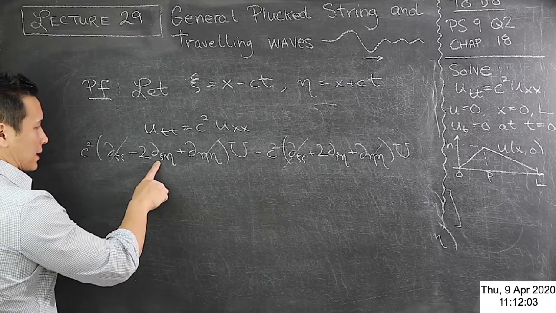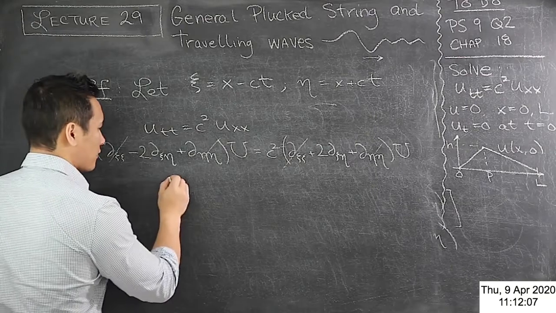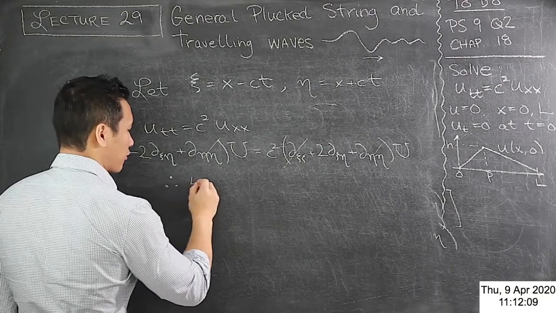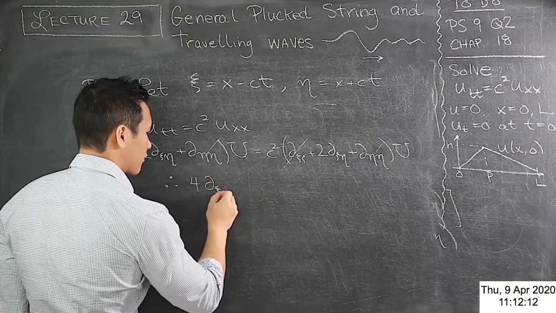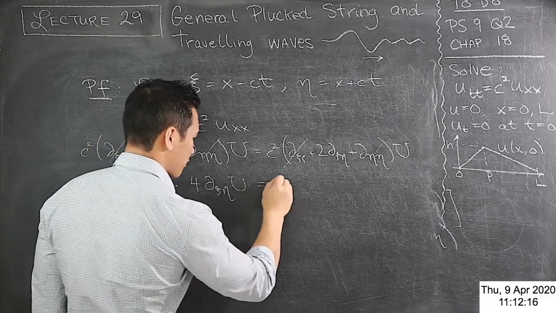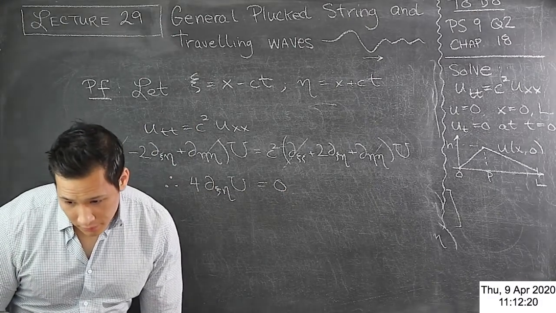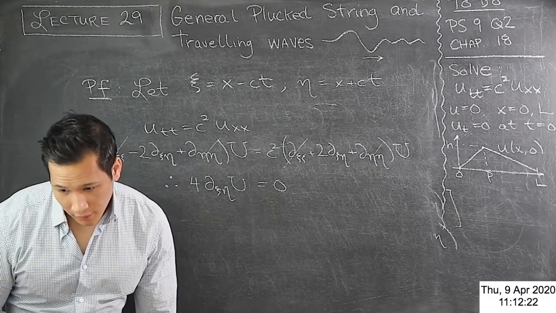Okay, so you get the mixed derivative on the left, and you move it over to the right-hand side, and this gives you essentially 4 times the mixed derivative d_xi d_eta of u is equal to 0. Okay?